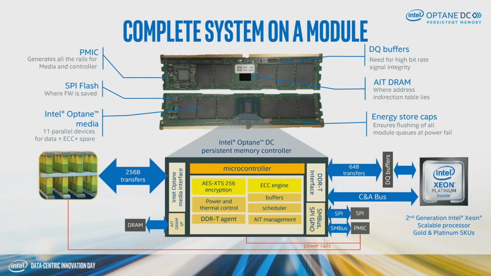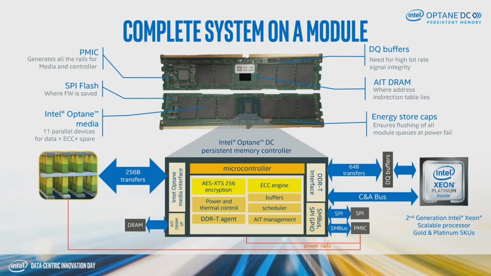And the heart or the brain for this module is a controller that's highlighted in here. It's a pretty elaborate and complex controller that has an ECC engine, encryption engines, buffers, power and thermal management. We do manage the power and thermal characteristics of this module. You can literally have the BIOS program how much power you want this module to operate at, and it will operate within this envelope.